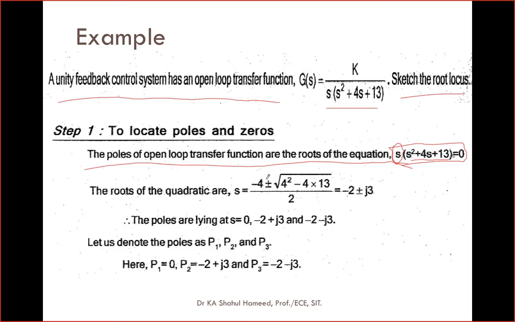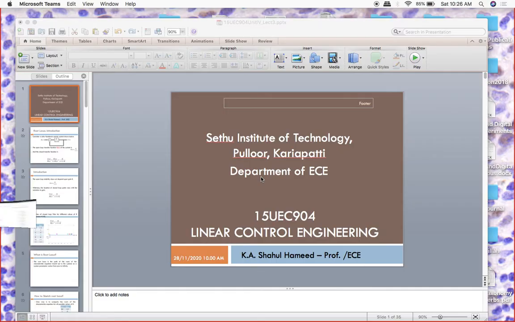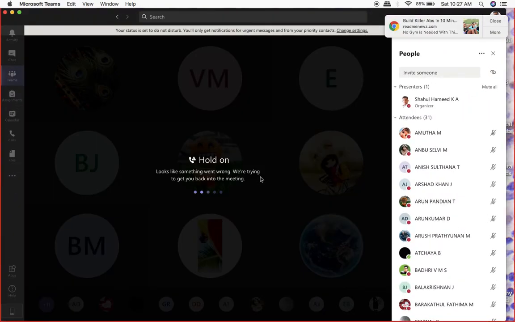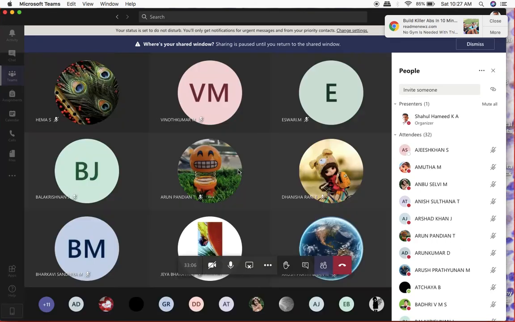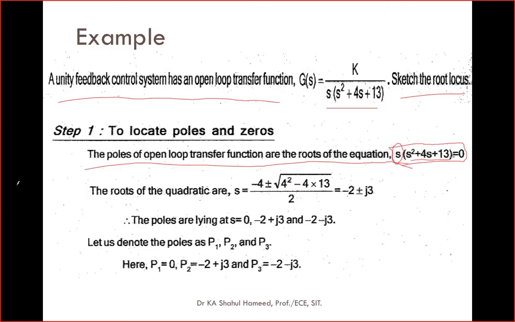So minus b, the roots of the quadratic equation, minus b, b value is 4, minus b plus or minus square root of b square, that is 4 square, minus 4ac. A value is 1 and c value is 13. So 4 into 13, divided by 2. When you are solving this, the roots are minus 2 plus or minus j3.